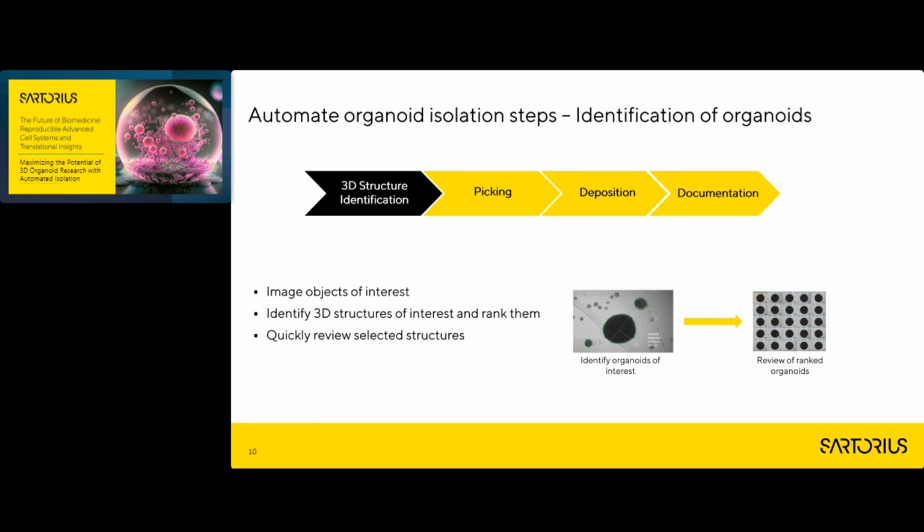It greatly aids in quick identification and isolation of organoids with similar properties. Additionally, the ability to quickly review filtered structures just before isolation ensures that the selection process has been done correctly. This is particularly vital when isolating a large number of organoids for high-throughput screening assays.